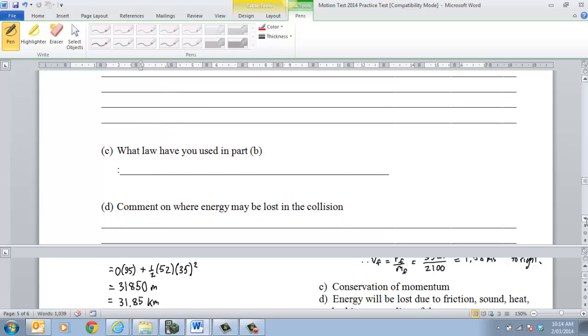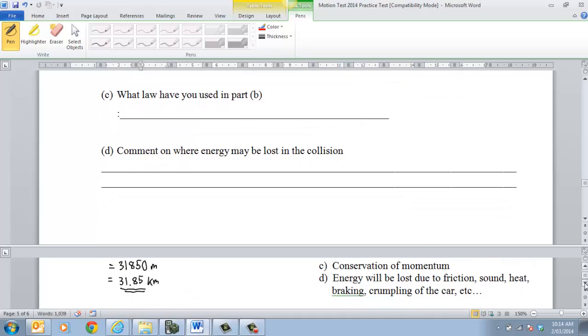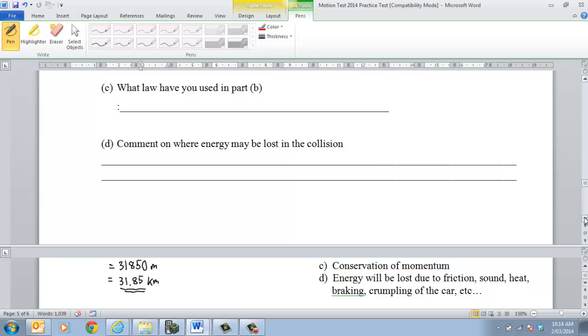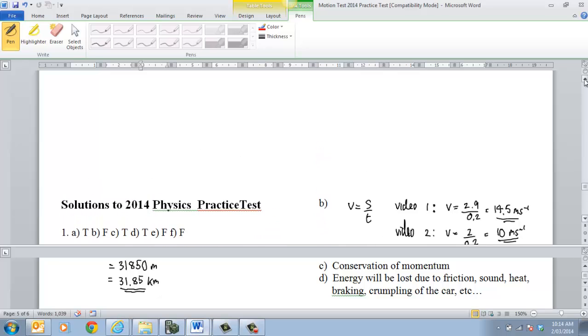Right, where would the energy be lost in a situation like this? Well, things like heat, sound, friction, light, crumpling of the cars. Now, in terms of what I'm expecting you to do, I'm not expecting you to consider any of these things.